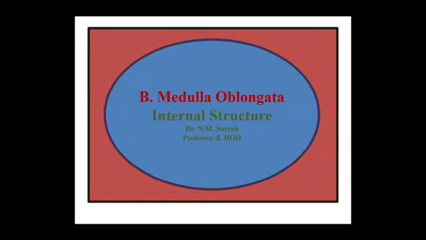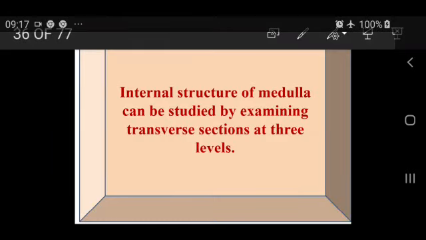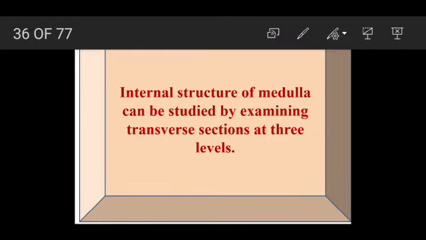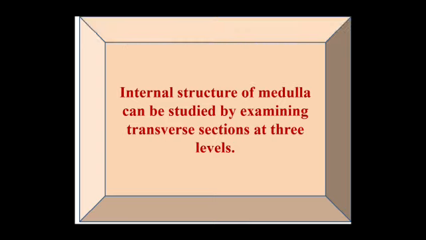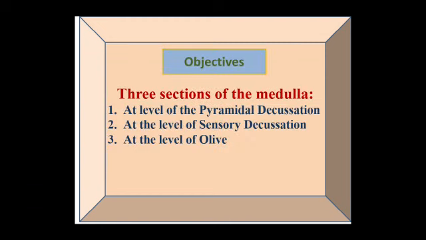Today we'll talk about the internal structure of the medulla oblongata. The internal structure of the medulla oblongata can be studied by examining transverse sections at three levels. The first level at the level of pyramidal decussation, the second level at the level of sensory decussation, and the third level at the level of olive.